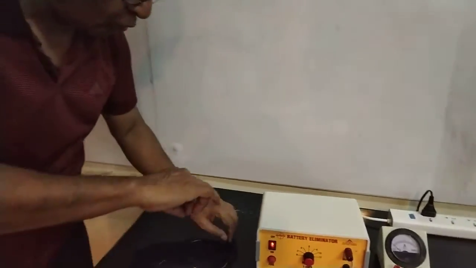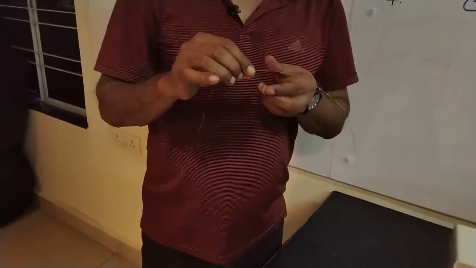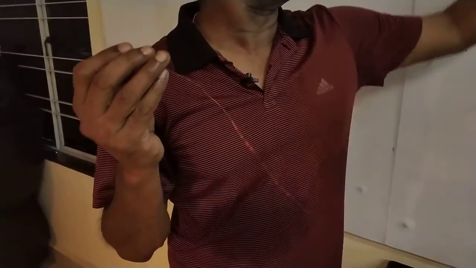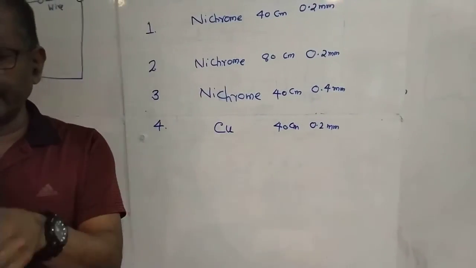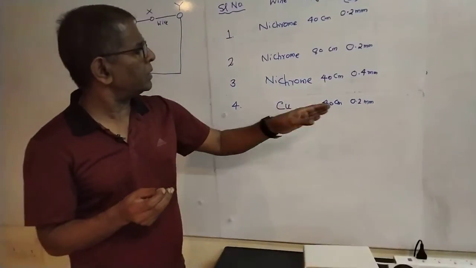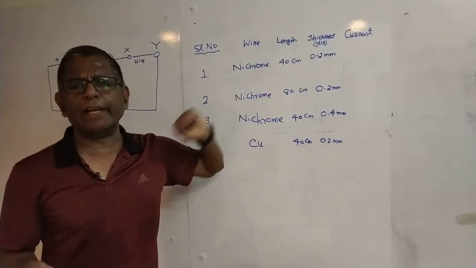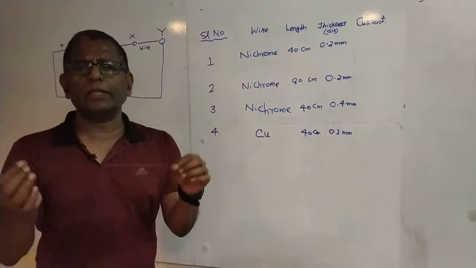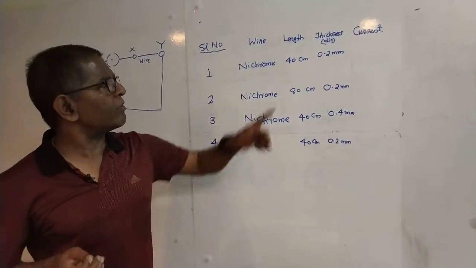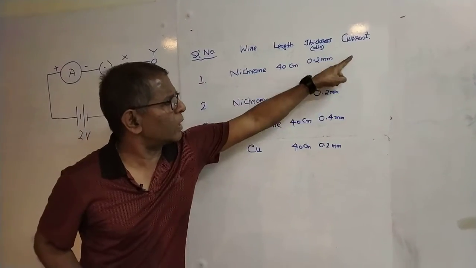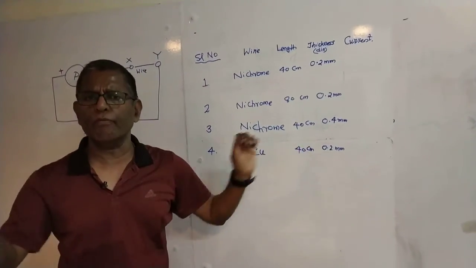And the last we will be using a different material. You see, this is called insulated copper wire. The length is the same as this, but this is a different material, so the length and thickness remain the same. The only thing is that the material is different, and we will be measuring the current. We will keep the voltage the same and see what current is flowing through these 4 wires.